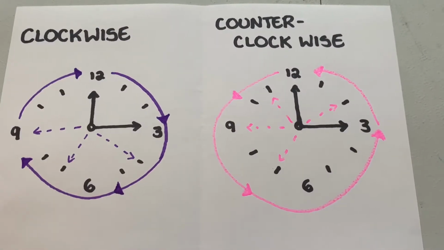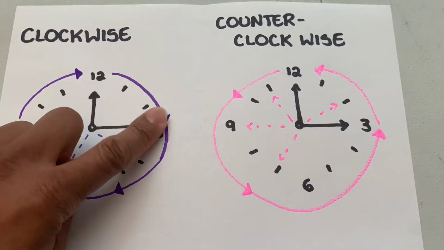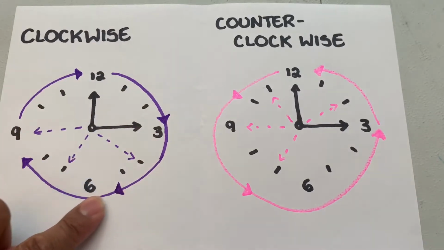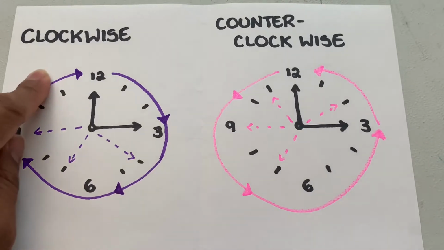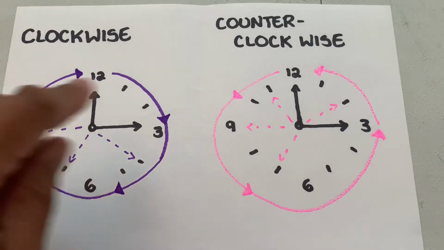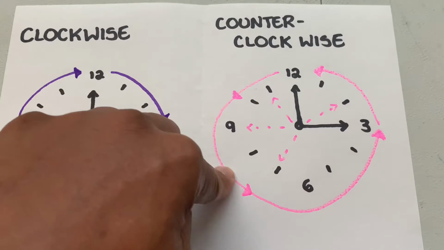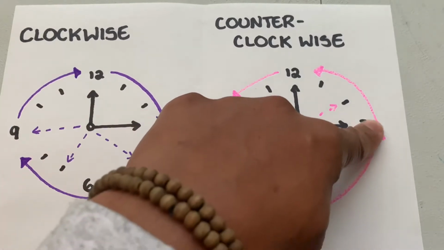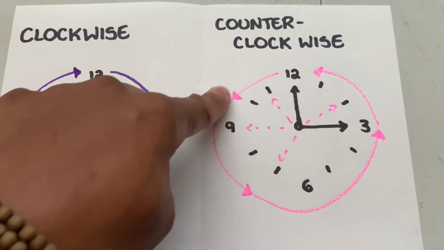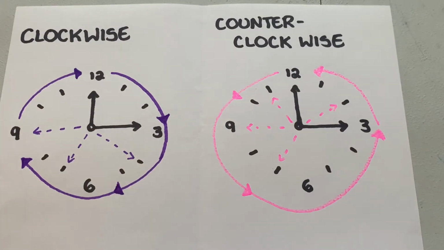All right, before we go any further, let's talk about clockwise and counterclockwise. Clockwise, of course, means that the motion moves like the hands on a clock in a circular motion. And counterclockwise will move backwards, in reverse. You may want to pause the video and copy this down in your notes if you can't remember this.